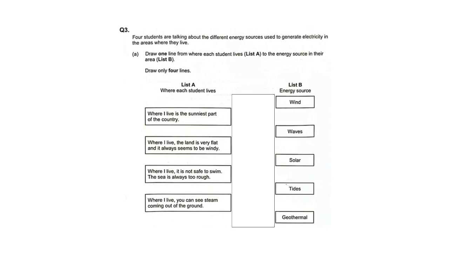And finally, where I live, you can see steam coming out of the ground. That means that the underground is very hot. Usually it's close to areas where we have volcanoes or seismic activity. And that can be used to heat up water, and that is called geothermal. Geothermal means the earth, and thermal is a reference to heat energy. So those were the 4 marks you could get with these 4 energy sources. What do all these energy sources have in common? They're all renewable. You're never going to get rid of the wind, solar, tides, waves, and geothermal.